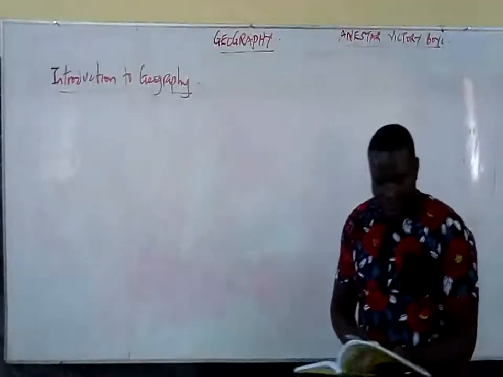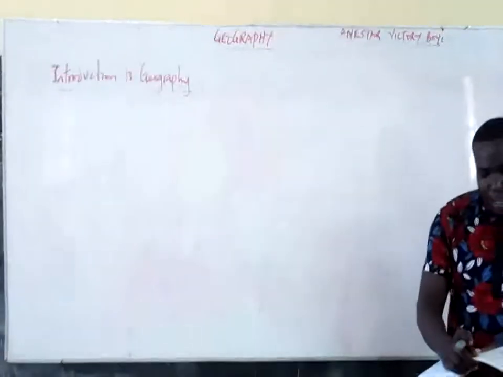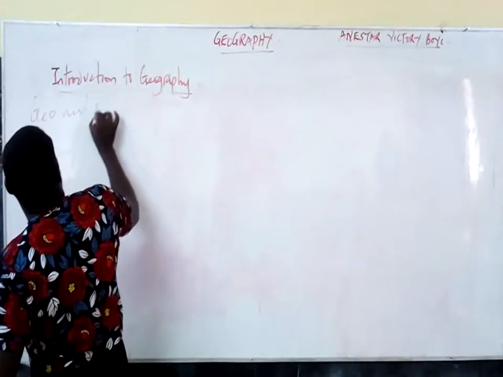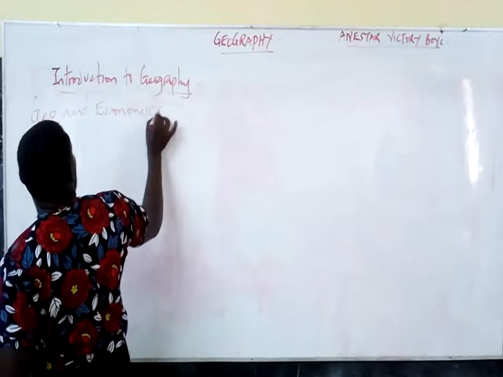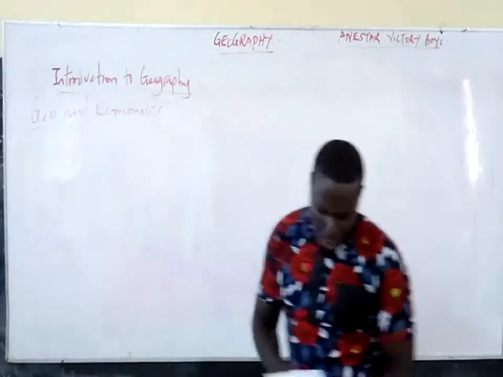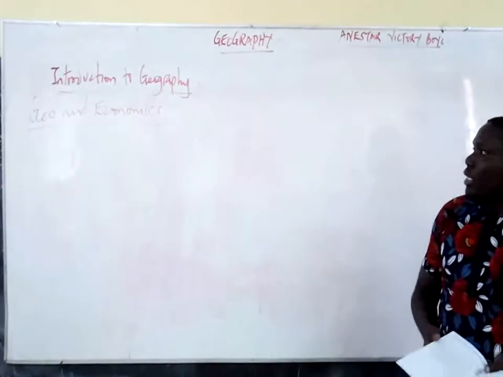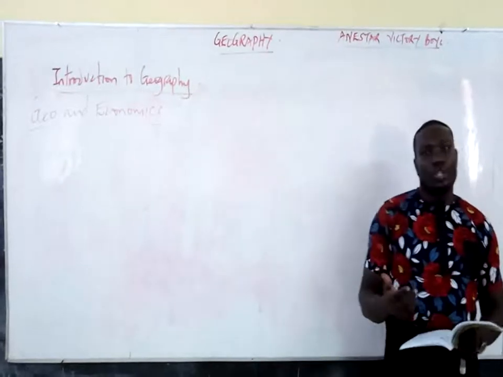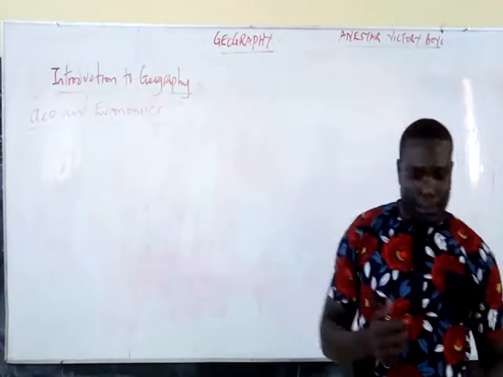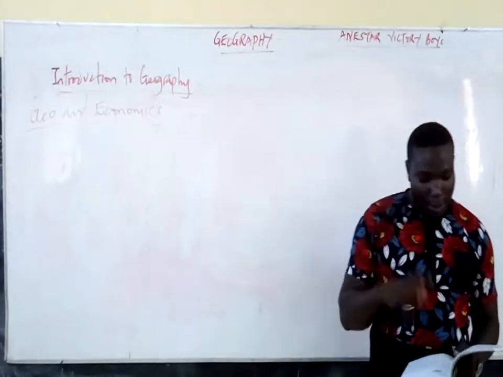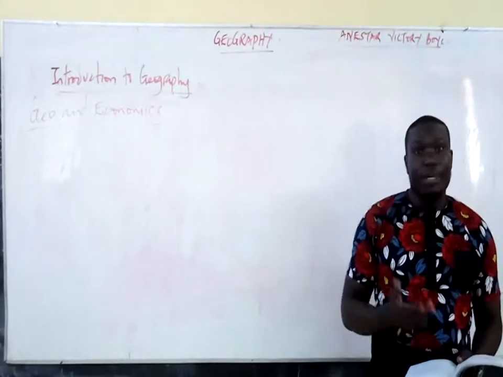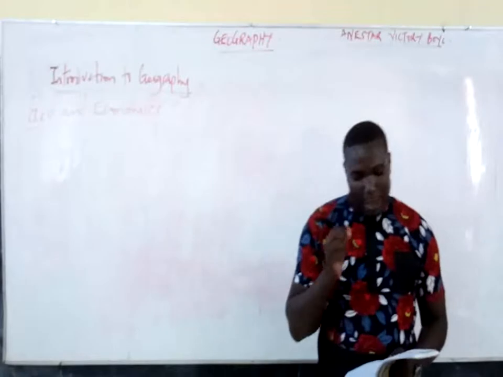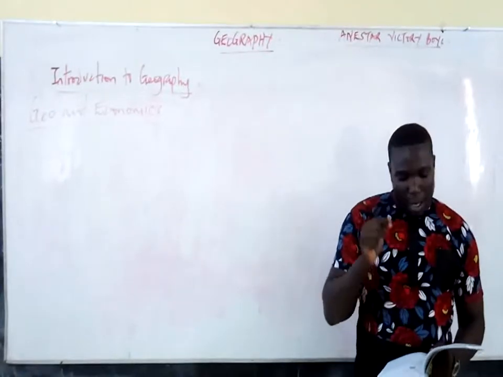Apart from the other disciplines that we have seen, we want to look at geography and economics as another discipline. You want to look at the relationship between the two disciplines. How do geography and economics relate? Economics is the study of the production, distribution, and consumption of commodities, while geography looks at the methods of production, the methods of movement of these commodities, and the factors that affect the production, the movement, the distribution, and the consumption of these commodities.